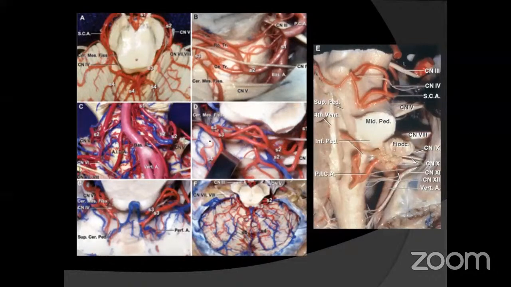Again, a proper diagram in segment D, we can see that the cerebellum is retracted and we can see the cerebellomesencephalic fissure properly, and we can see the hairpin-like loops that S3, or the cerebellomesencephalic segment of the SCA, takes. Now, again, a better diagram showing the upper complex. We can see the relationship of the third nerve, the fourth nerve, and the fifth nerve and how they are associated with the superior cerebellar artery.